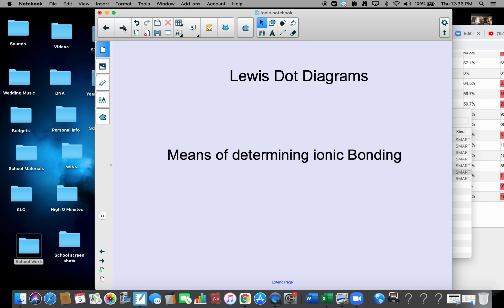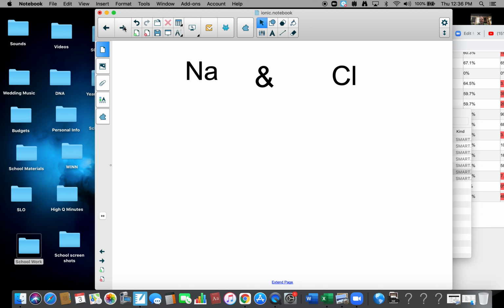It's meant for determining ionic bonding. So, how do we do this? We take our elements Na and Cl. How many valence electrons does sodium have? Sodium has 1, so put the sodium right there. How many does chlorine have? Chlorine has 7, so we put them around. 1, 2, 3, and let's put the rest, 4, 5, 6, 7.